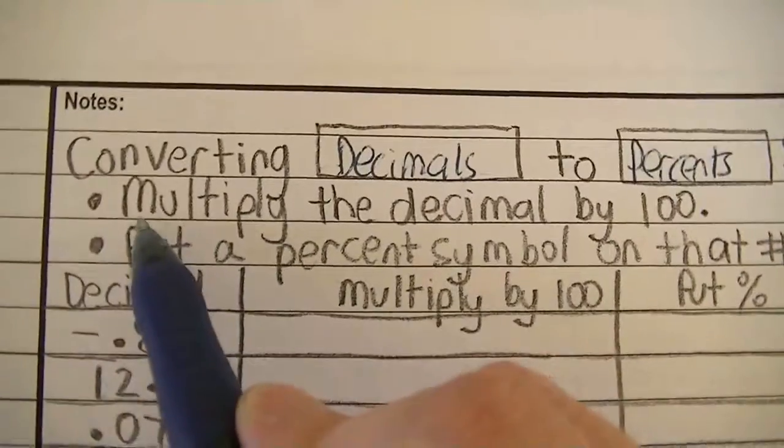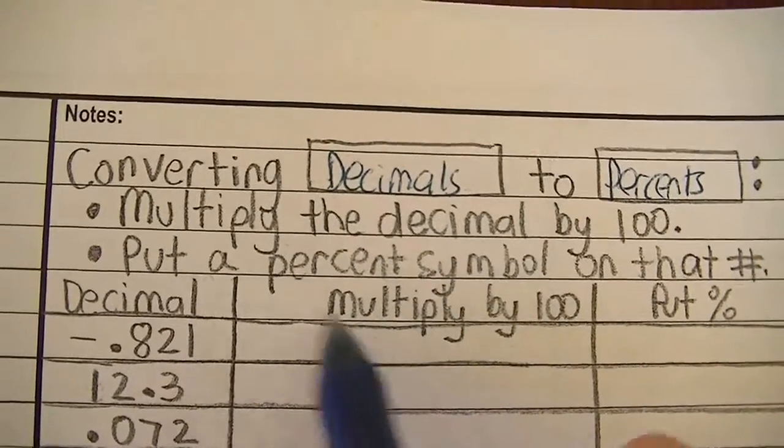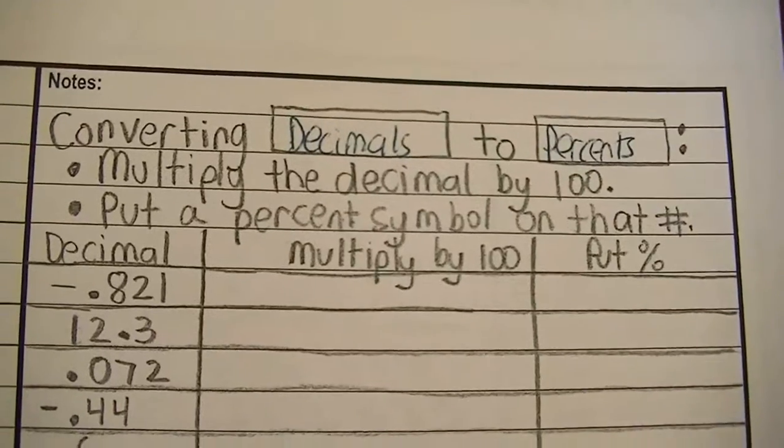All right, here are the steps. Multiply the decimal by 100. So you take your decimal, multiply it by 100. After you multiply it, put a percent sign right after it, okay? That's exactly what you do.